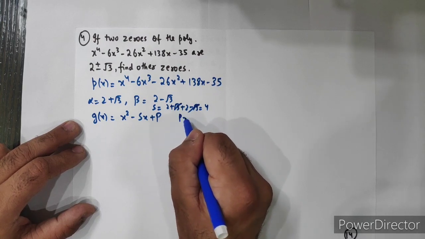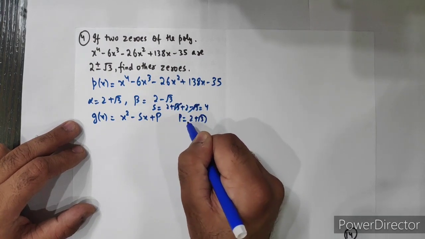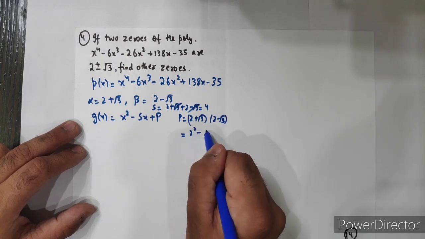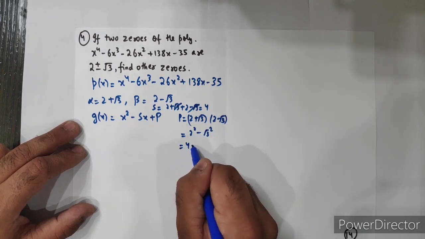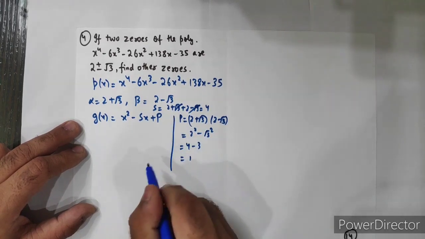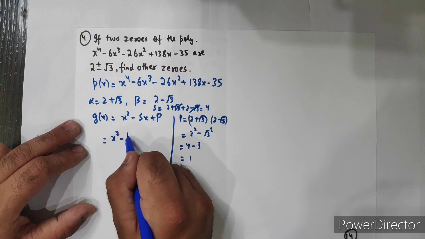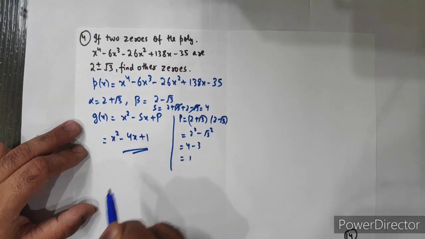The root 3 terms will cancel, and the product will be 2 plus root 3 into 2 minus root 3. If you apply the identity here, you will get 2 square minus root 3 square. So it will be 4 minus 3, which is 1. So we can get this polynomial straight away. It is x square minus s x plus p, where s is 4 and p is 1. So this is the polynomial.